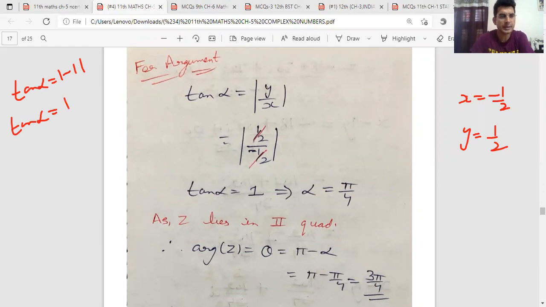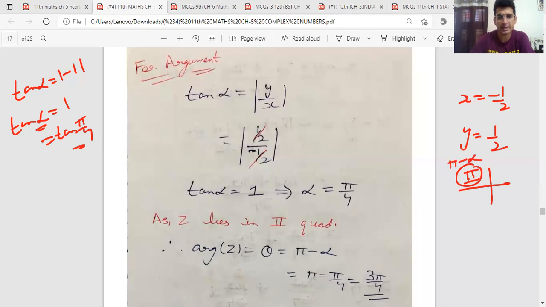And tan inverse of 1 is equal to 45 degrees, that is pi by 4. So finally alpha is equal to pi by 4. Now x is negative and y is positive, so the complex number lies in the second quadrant. And in the second quadrant, the value of the argument is pi minus alpha.